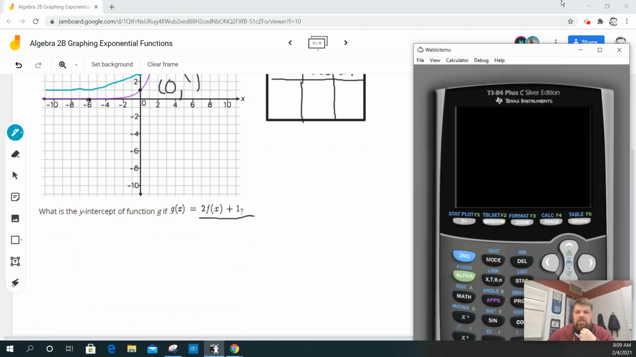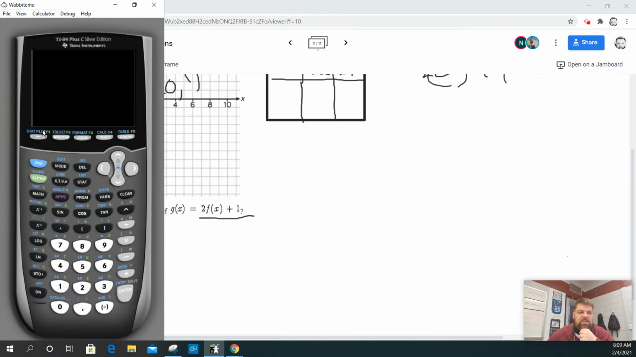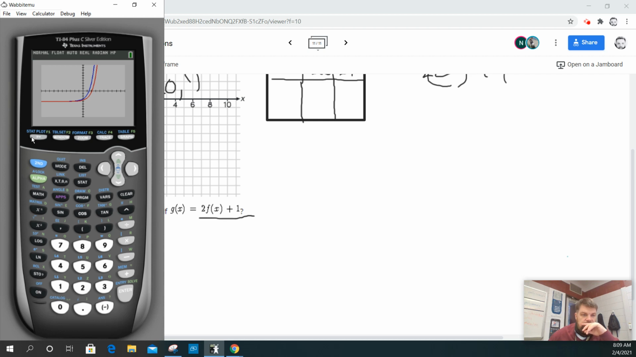Now, I can verify that by putting it into a graphing calculator. Man, I'm at a loss for words. So let's turn this bad boy on. And I've got e to the x. So I'm going to back up. And then over here, I'm going to have 2 times e to the x. And then I'm going to add 1 to it.